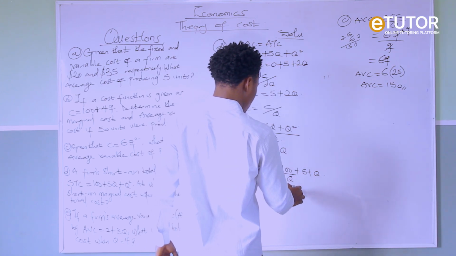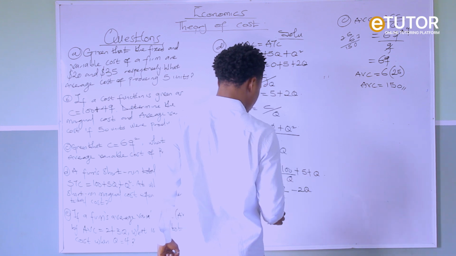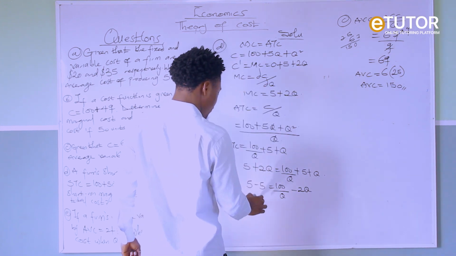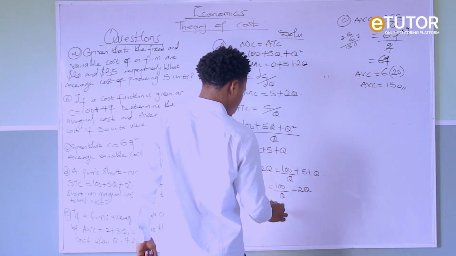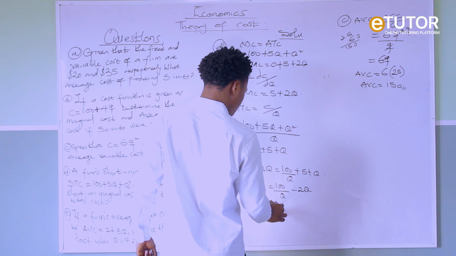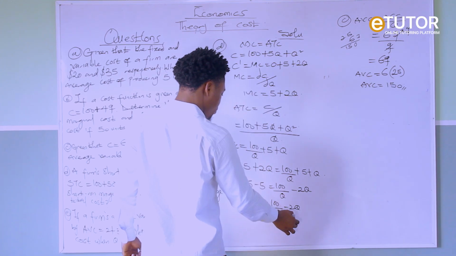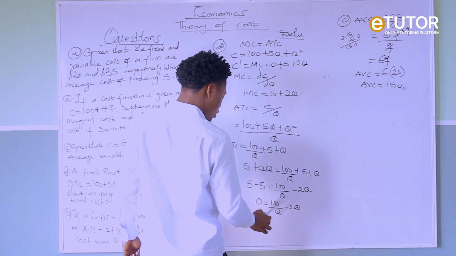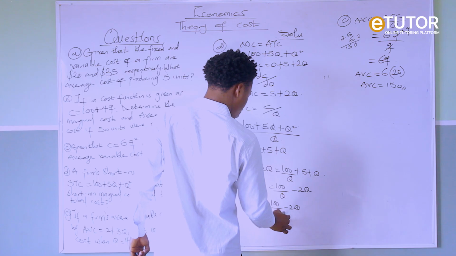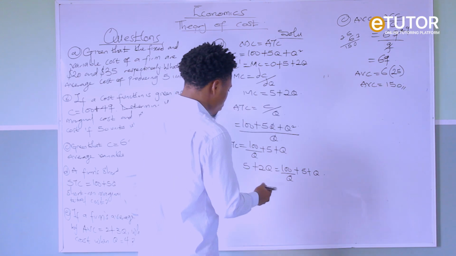This will come here, that will be minus 2q. So 5 minus 5 is 0. 100 then over q minus 2q. So bring 2q to this side again. Bring minus 2q to this side. We are going to have 2q equals 100 over q.